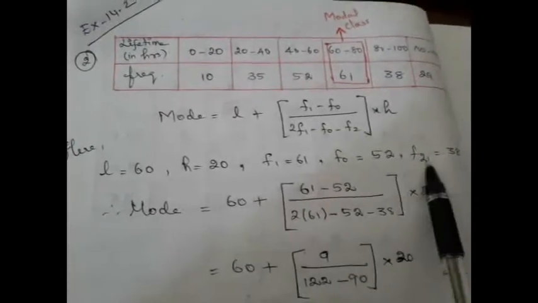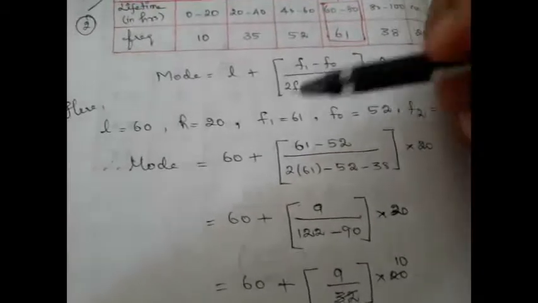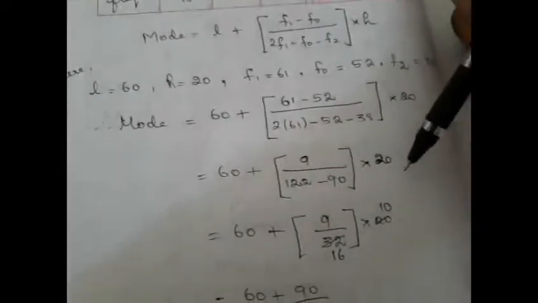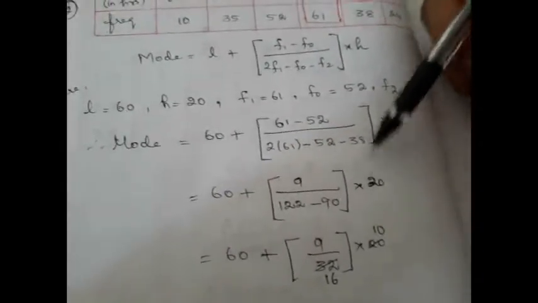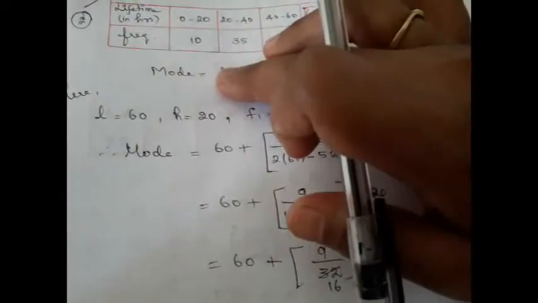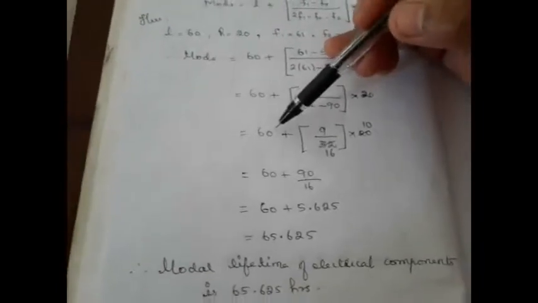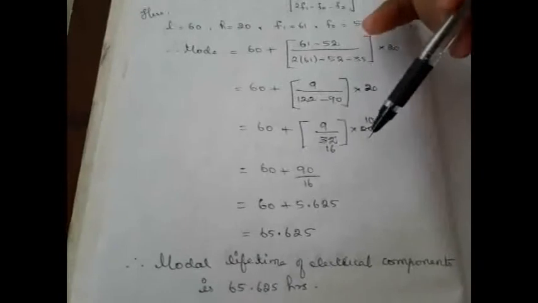So once we have identified all the values, we have to substitute and simplify. After substituting, it's mere calculation only, and this H is multiplied with this term, then only you have to add with L. See, this whole term is multiplied with H, not L plus this term multiplied with H. So you should not add and then multiply 20. First you have to multiply 20, then only you have to add with 60. Many people will make mistakes in this.